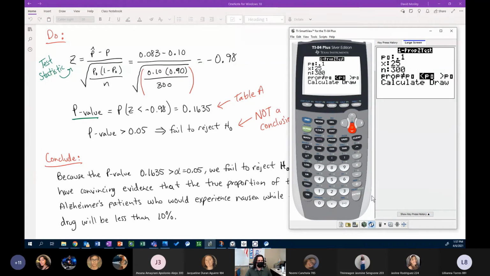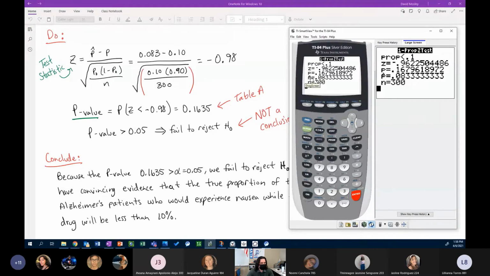And then we will calculate. Right, and it very quickly finds that the z statistic is negative 0.96225044486, and that gives us a p-value of 0.16796, and our sample proportion is 0.08333333, which we already found. All right, so this is another strategy, slightly more time effective for finding the z statistic and the p-value.